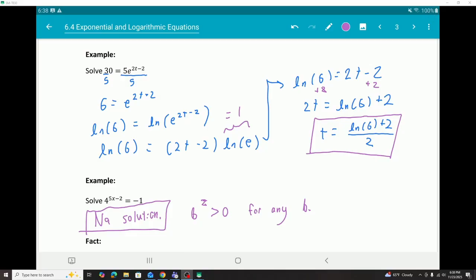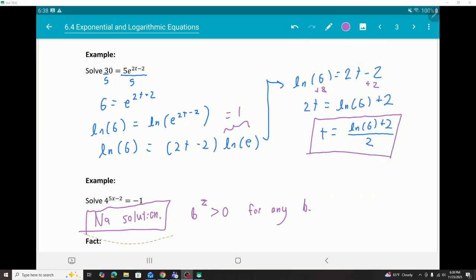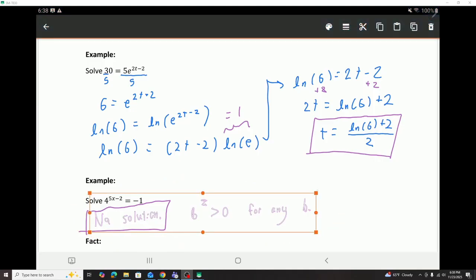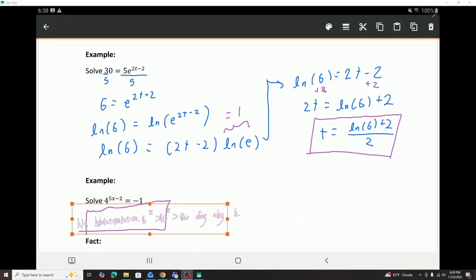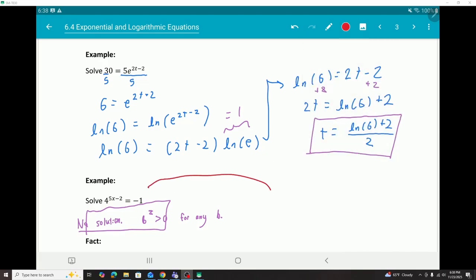How would we have known without just spotting it? The way we would have known that is I could go ahead and try to solve it. So that's what I'll do over here in red. Get natural log of 4 to the 5x minus 2 equals natural log of 1.